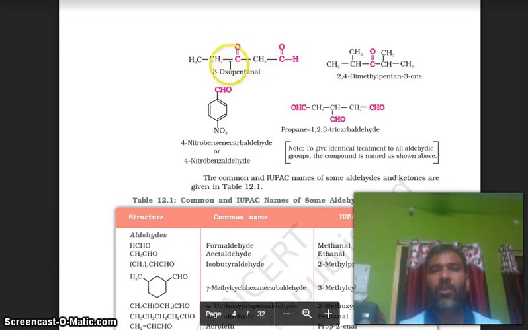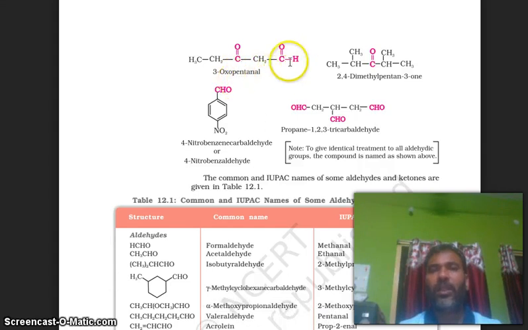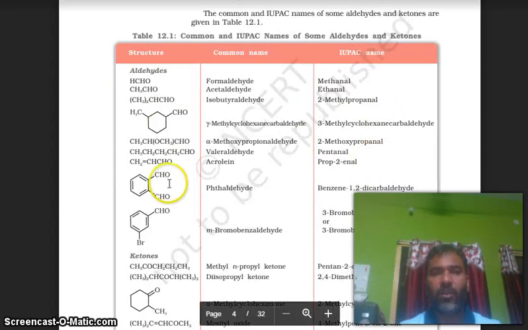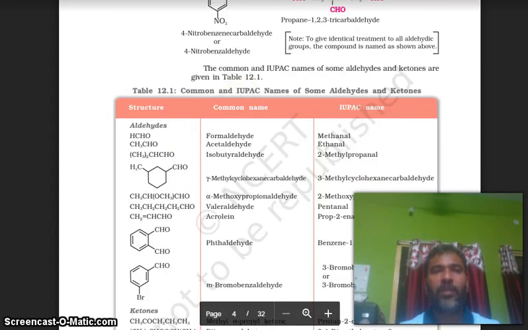So this is the oxo, 3-oxo, and the main nomenclature will go with the aldehyde, pentanal. You see, this is the ketone, so the ketone is always in between. This is aldehyde. There are many aldehyde groups, then propane. You see 1, 2, 3 propane, 1, 2, 3 tricarbaldehyde. And so on. You just take your paper and pencil and start practicing.